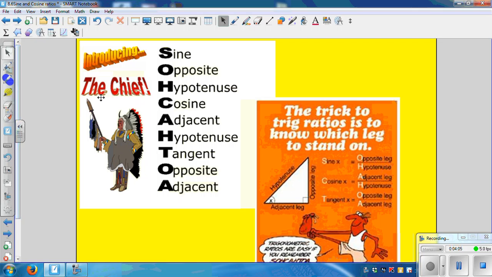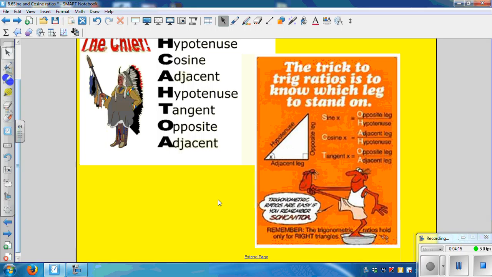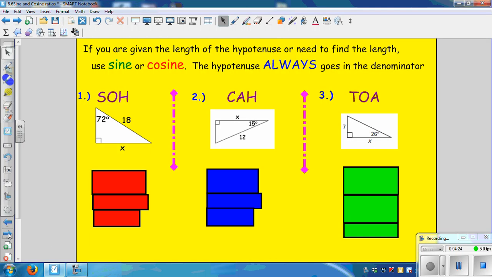Now, when I was younger, we learned it as the relationship of thinking about it as an Indian chief, SOHCAHTOA, with all of these words listed. Another way you can think about it is somebody standing and soaking their toe. Hey, SOHCAHTOA. Either way, you can use this idea to memorize the ratios.